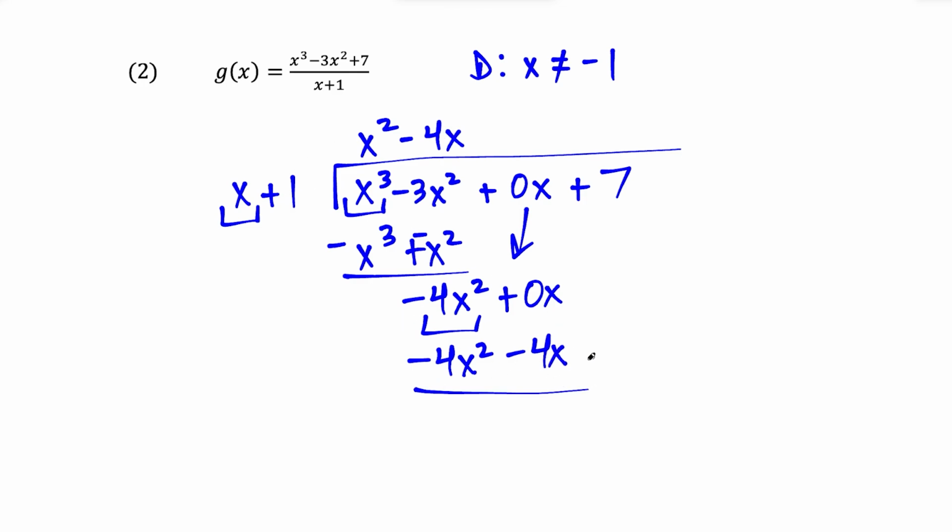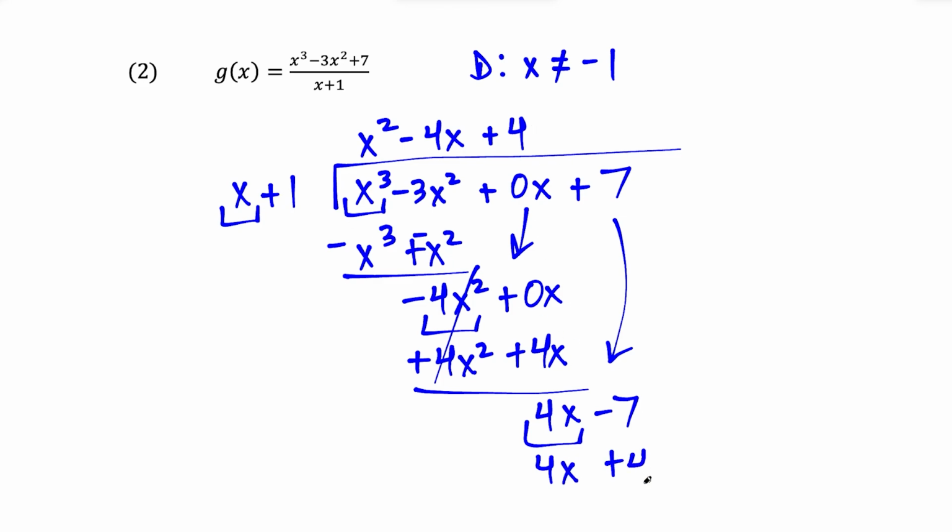And from here, we're going to subtract these two, so we could just change the signs of both. And these terms are going to cancel. 0x plus 4x is 4x. And now we bring down that plus 7. So from here, we're doing 4x divided by x, which is 4. So we have plus 4. And now we have 4 times x is 4x. And we have 4 times 1 is 4. We're subtracting, so we're just going to change the signs of both.